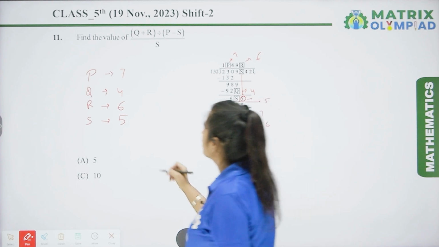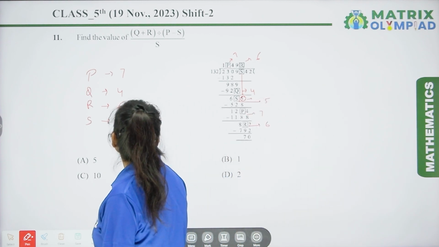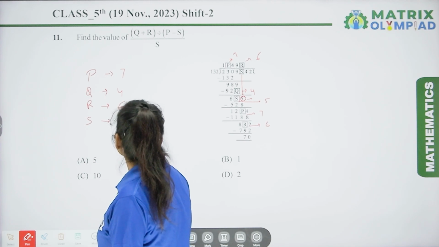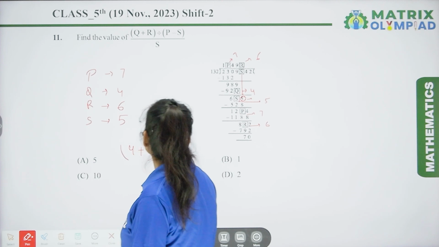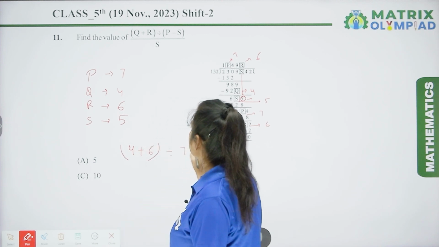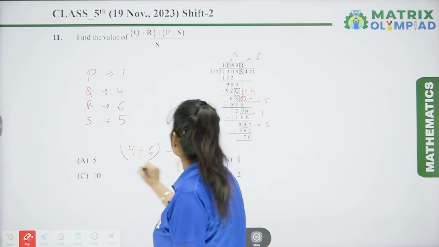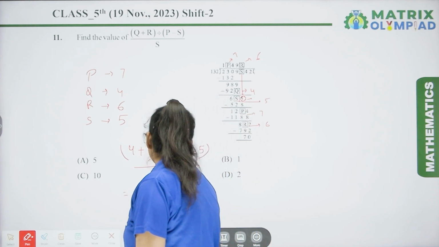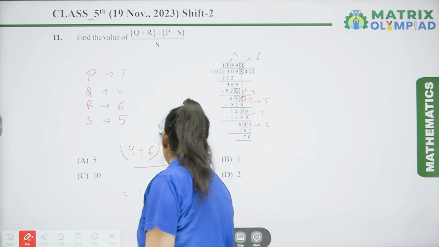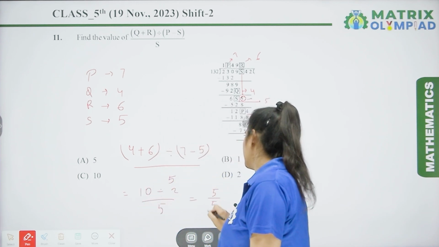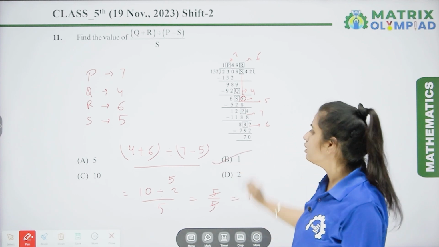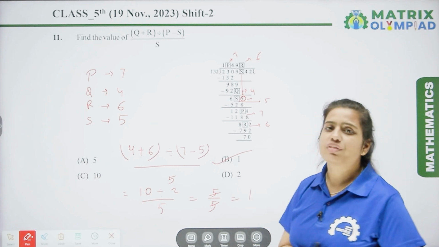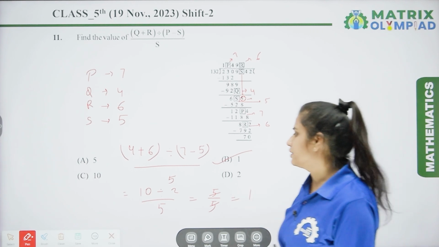So here let's put the values in Q plus R divided by P minus S upon S. We get 4 plus 6 divided by 7 minus 5 upon 5. So here 10 divided by 2 upon 5, that is equal to 5 divided by 5, that is equal to 1. So here B is the correct answer. So according to the question, we can say that B is the correct answer.